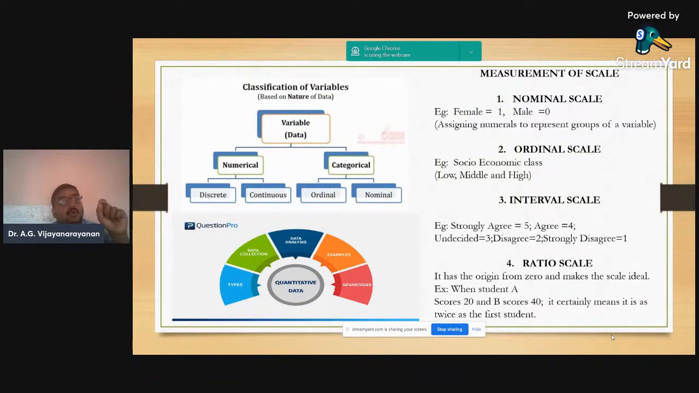Whereas if your question is in interval scale and in ratio scale, then parametric test can be performed. Sir, what is parametric test? I'm not going to deal with it now because probably if we have time, we'll do it. But simply, I'll give an example.